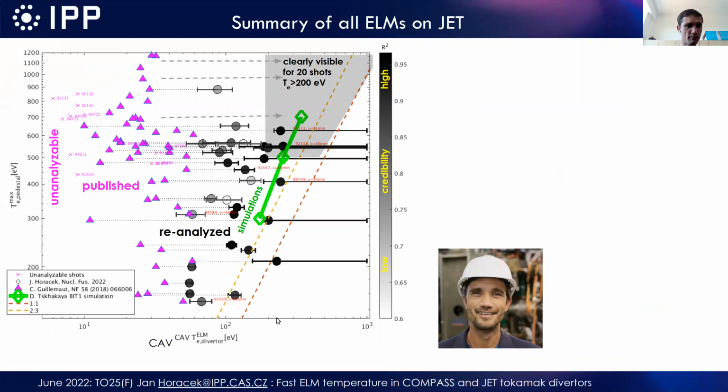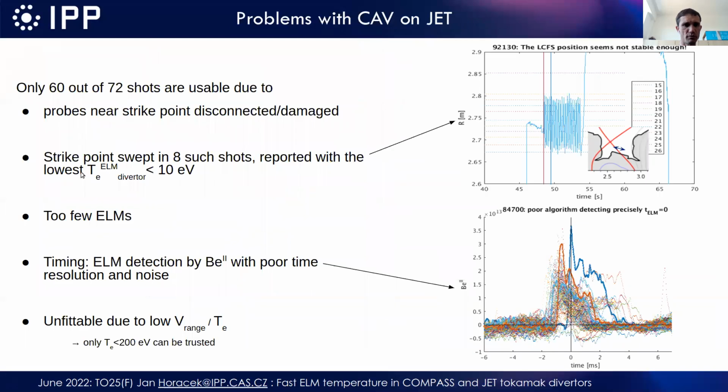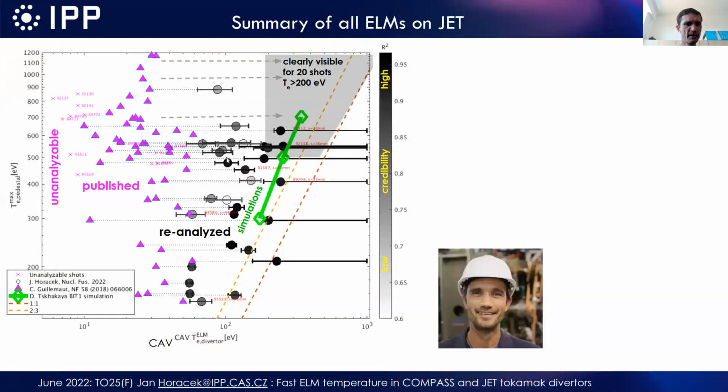And this is my last and most important graph, a summary of all ELMs on JET. Here you can see the pedestal temperature on a logarithmic scale, and this is the divertor temperature which we measured. Those purple values are those which have been published. Those crosses are very low values like 10 eV or even lower on the divertor, but I claim that they are unanalyzable because of the problems which I reported here. Then those triangles are analyzable, but my values are higher by an order of magnitude, or even 2 orders of magnitude in some cases.